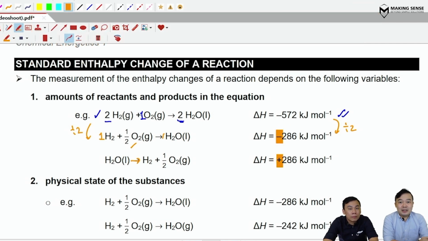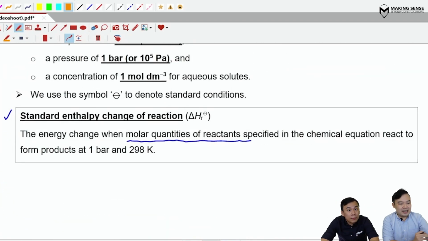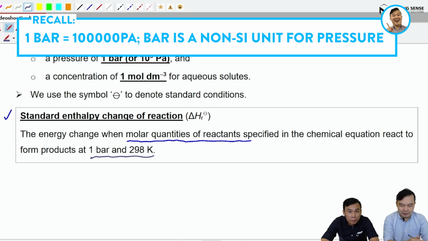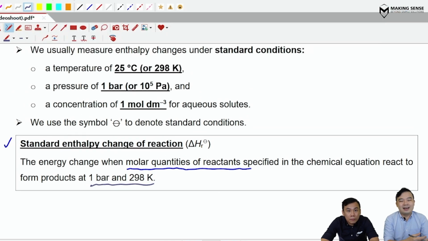Now, the second thing that is important inside the definition is that you're going to conduct this under a very specific condition of 1 bar and 298 Kelvin. Just to remind you again, bar refers to units for pressure. So this is what we call the standard conditions.